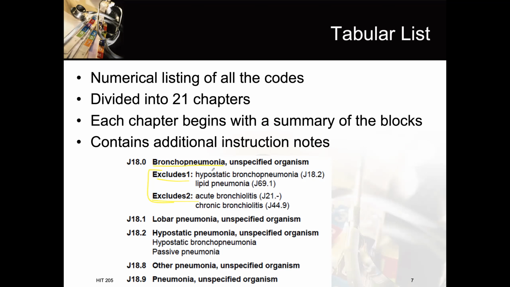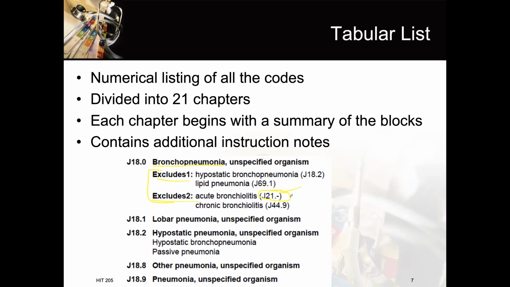And then also remember that any codes that have a dash after them, like here is an example right here, J21 point, and then there's a dash. That dash means you need to go to this area of the tabular list to figure out what your remaining characters are for your code. Anytime you see a dash, you do not have a final code.